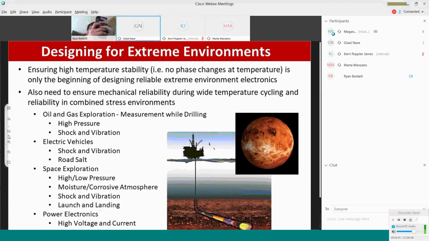When we talk about ensuring stability over these wide temperature ranges, we're not just talking about temperature, as I mentioned. We're also talking about a series of other things, and I've mentioned them here as well. Mechanical reliability has to do with everything from pressure to shock to salt to corrosion to, in the case of power electronics, high voltage and high current.